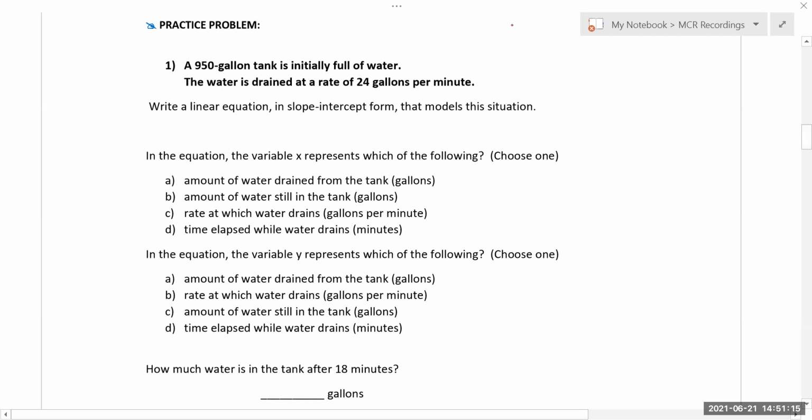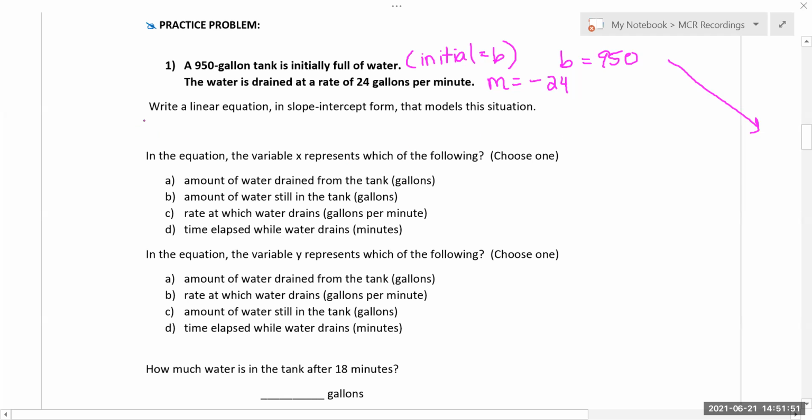So if we have a 950-gallon tank that's initially full of water, that's my initial value. That's my starting value. That's my B. So B is 950, and that's what we're depleting from, because we're draining at a rate of 24 gallons a minute. Now, if we're draining, that means my slope is negative. Think about when you're working these problems, if I'm draining something, I shouldn't be adding 24, it should be going down, it should be negative.